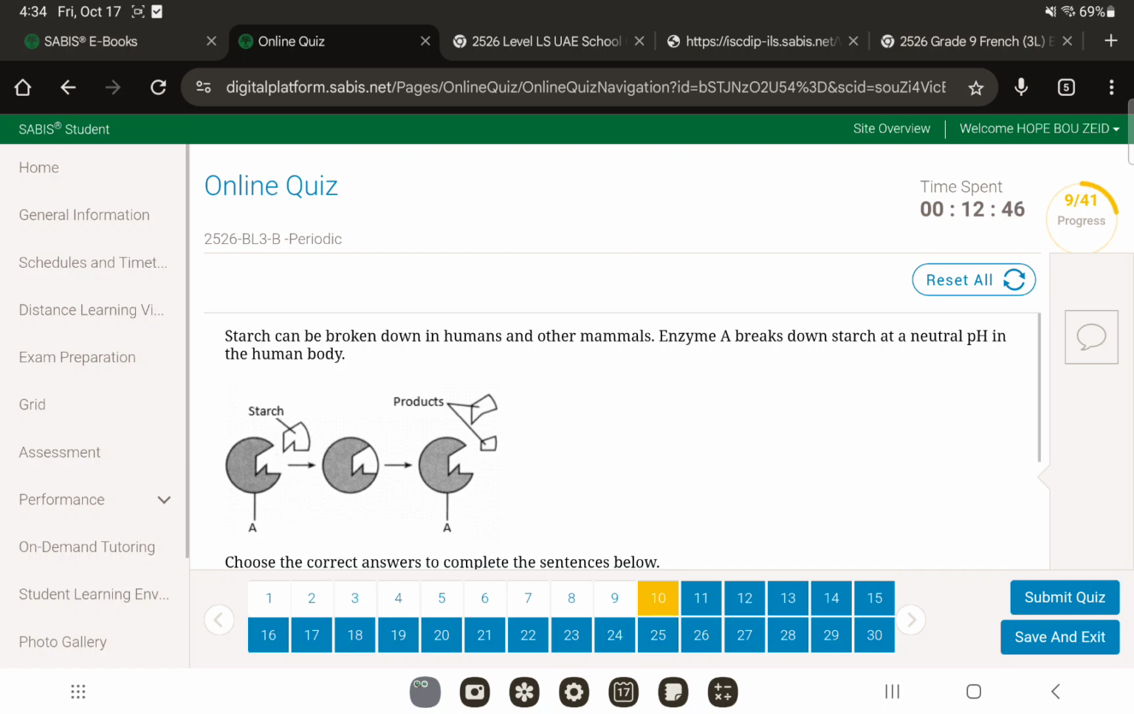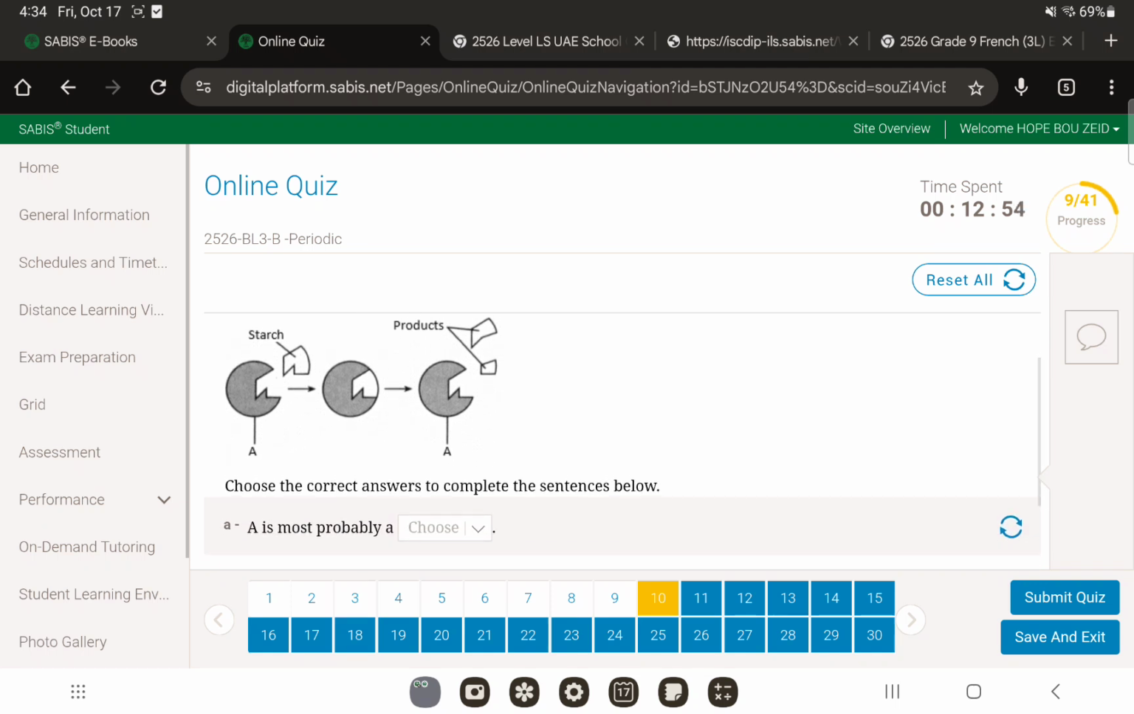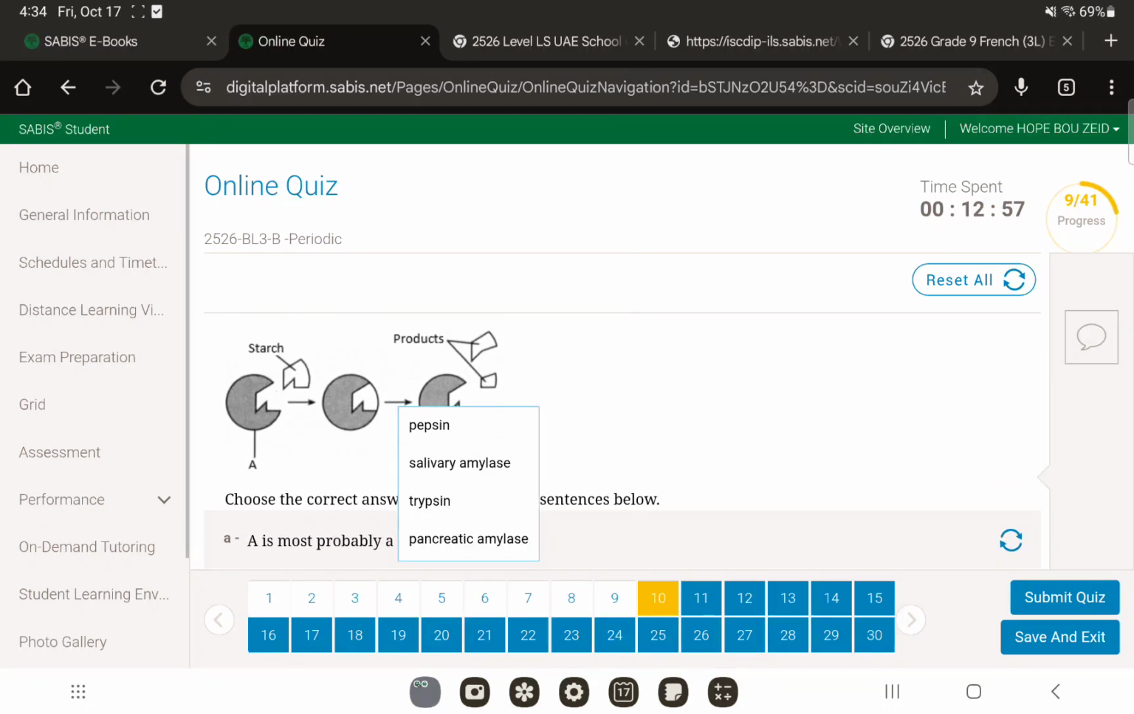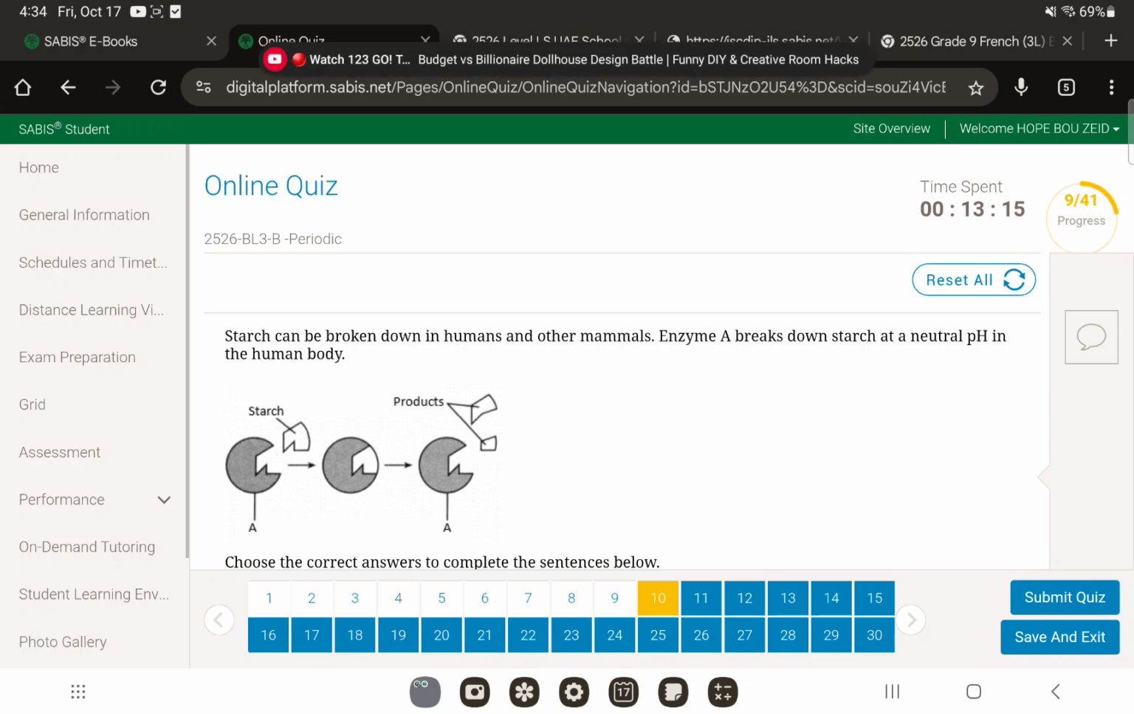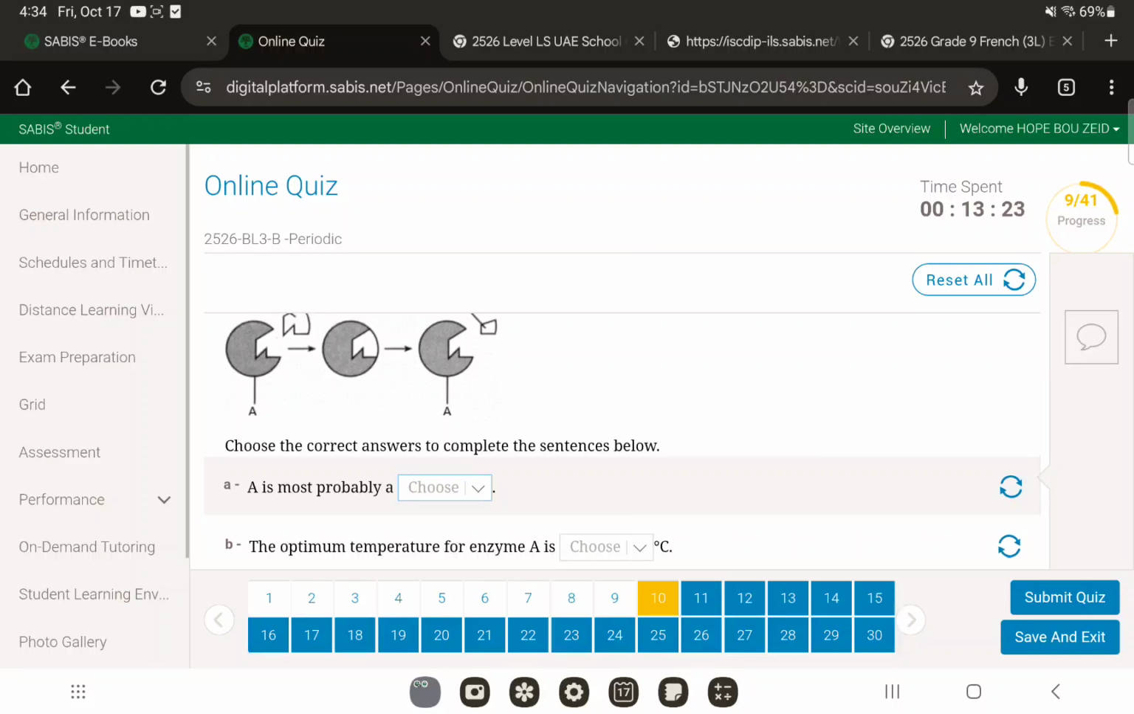Starch can be broken down in humans and other mammals. Enzyme A breaks down starch at a neutral pH in the human body. A is most probably... Okay, well, we know it breaks down starch, and starch is broken down by amylase. So here in the examples, there's salivary amylase and pancreatic amylase. And how to know is that they said at a neutral pH. So neutral pH means a pH of 7. And this you have to memorize.